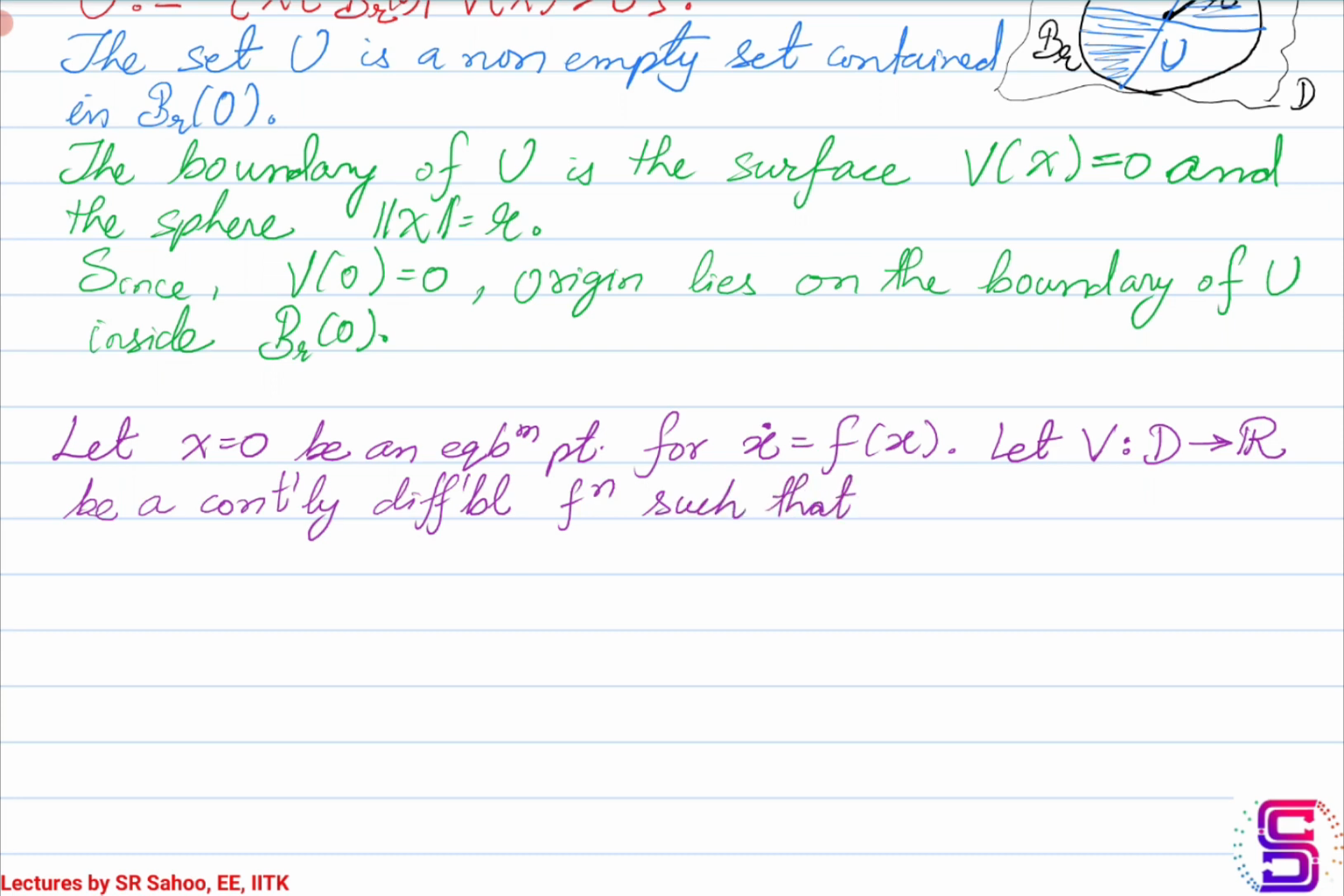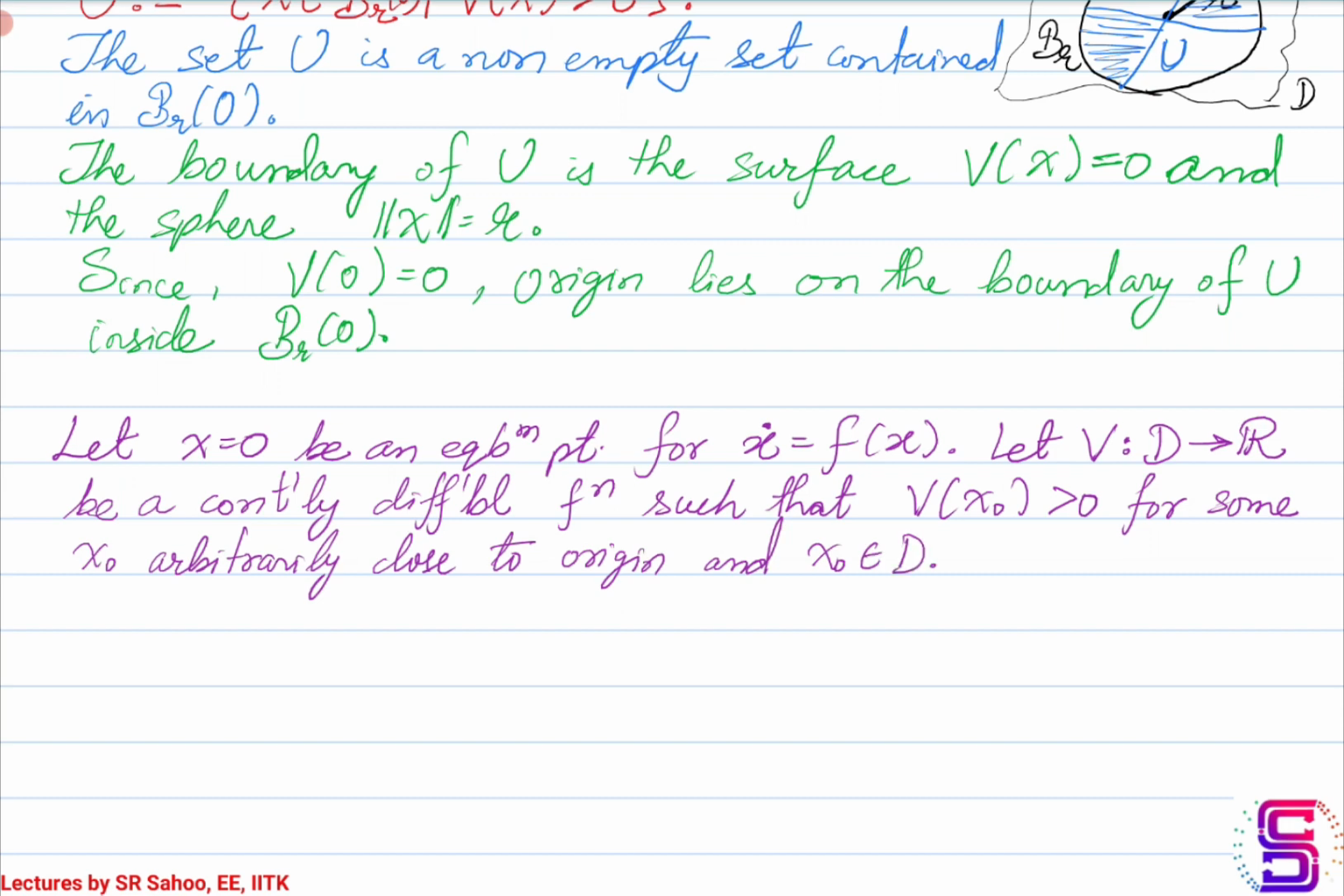such that V of x0 is positive for some x0 arbitrarily small, or I can say arbitrarily close to origin, and of course x0 needs to be in the domain D. Define a set U as described, whatever description we had for U.